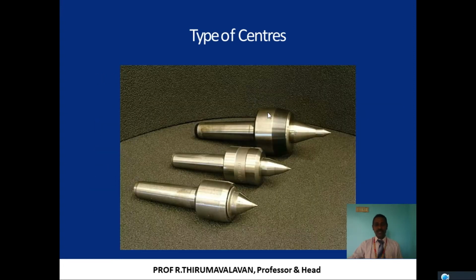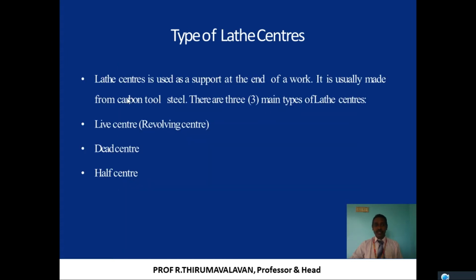In the centers themselves, there are different types: one is a revolving center, and another is a bearing operated center. Different types of centers are used in lathe machines. Lathe centers support the end of the work. They are usually made of carbon steel because they have to bear wear resistance, otherwise because of rotation there may be erosion between the workpiece and the centers. There are 3 types. One is the live center, which revolves along with the workpiece.